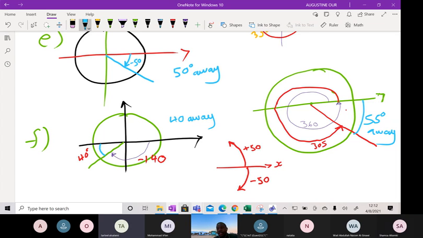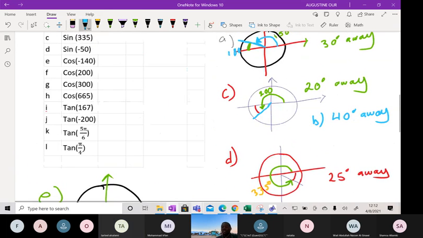First of all, how can we get 50 degrees away? Negative 50. How far away is negative 50 from the x-axis? Yes, how do we get that number? Do we minus it with 180 or with 360? I don't understand.